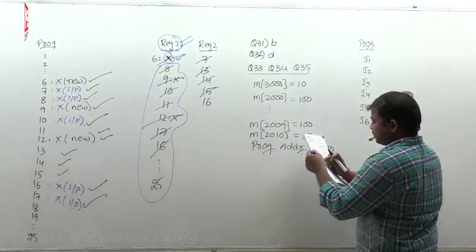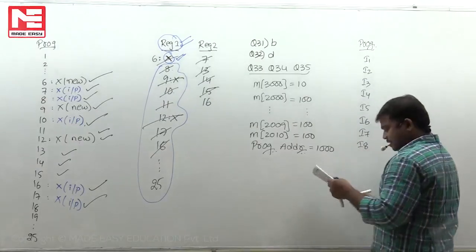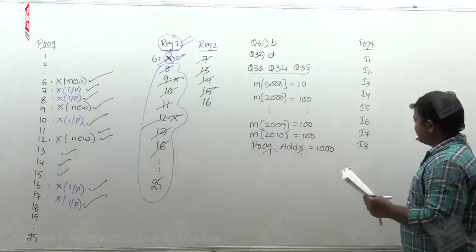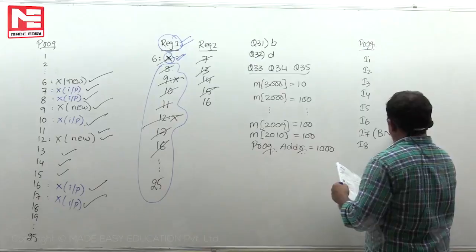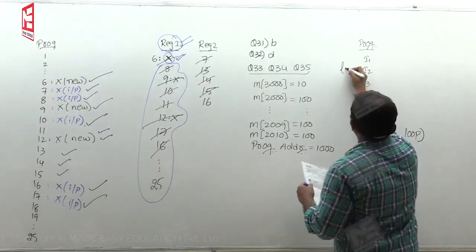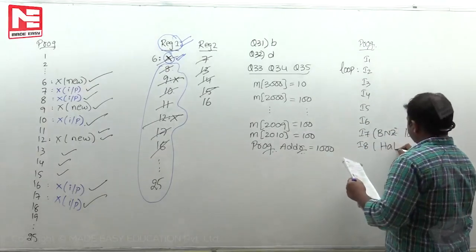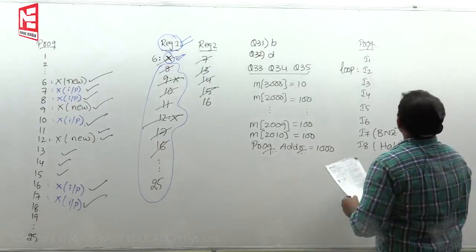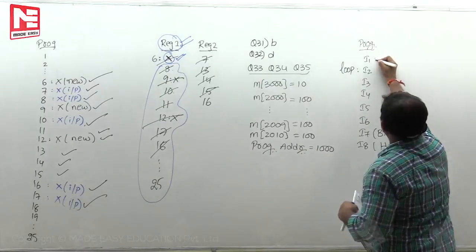One, two, three, four, five, six, seven, eight. Total eight instructions are present in the program. Okay? So this is the BNZ instruction to the loop. The loop is located here. This is the halt instruction. Very good. Now, in this program, write the program completely.